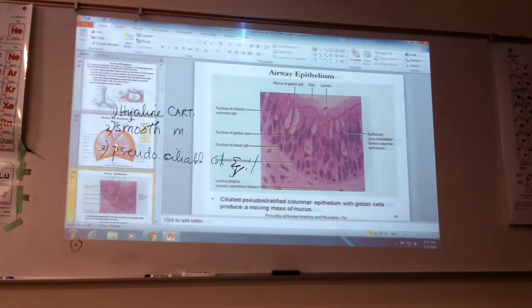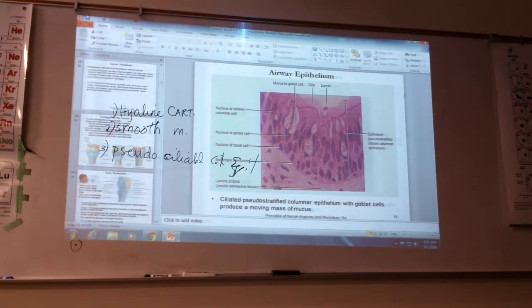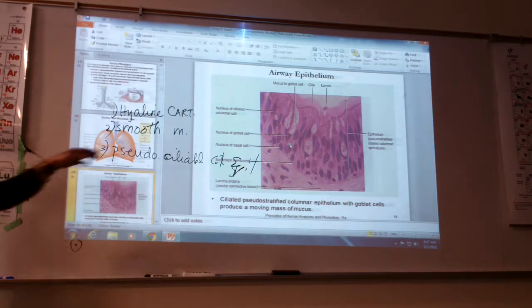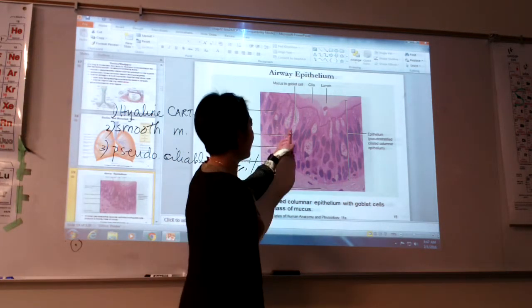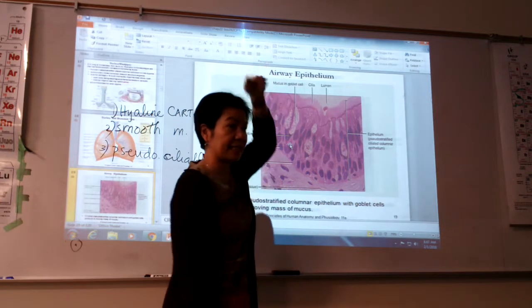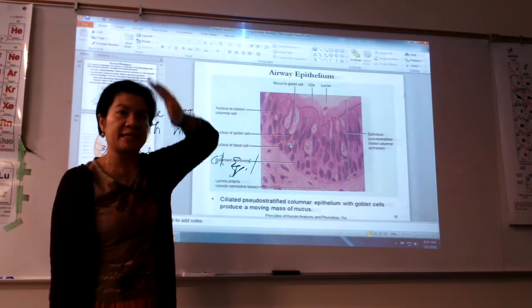This is a typical lining of your respiratory tree. What is the importance of this one? Remember the cilia? So look at this one. And some of them make mucus. Remember the goblet cells, they make mucus, and so they line your respiratory tree.